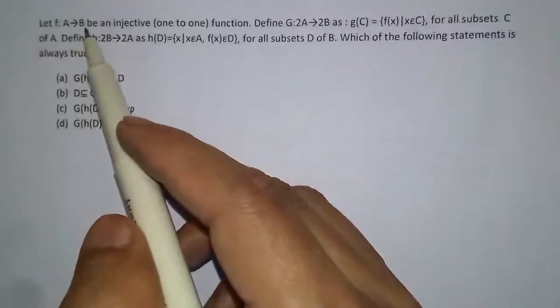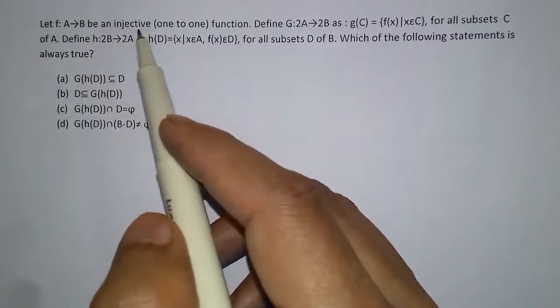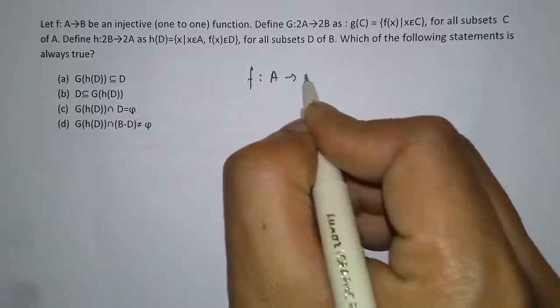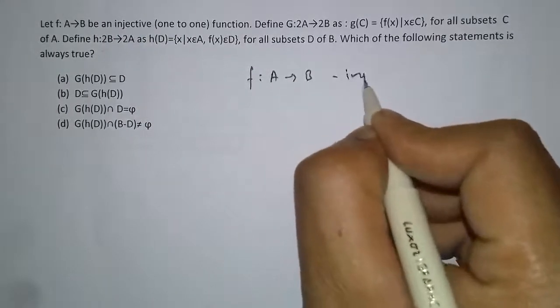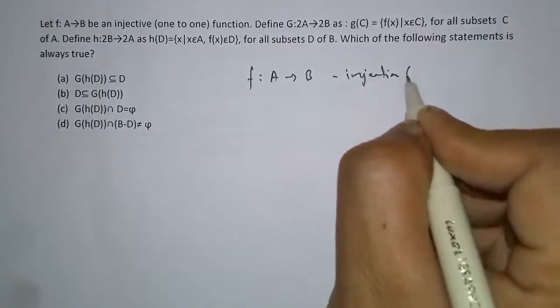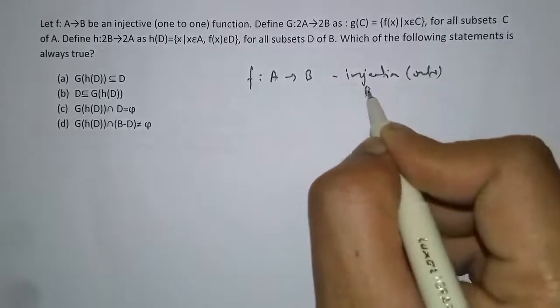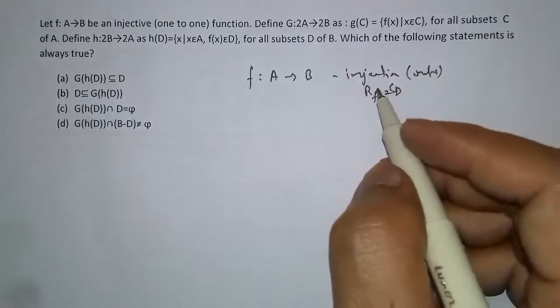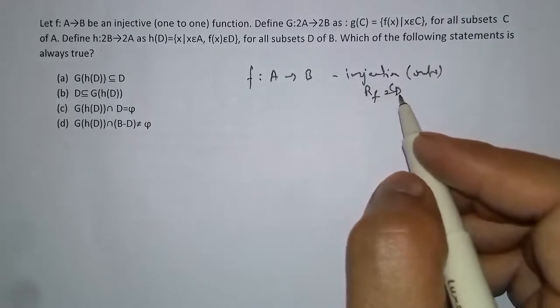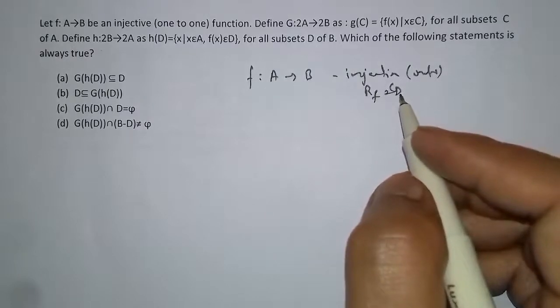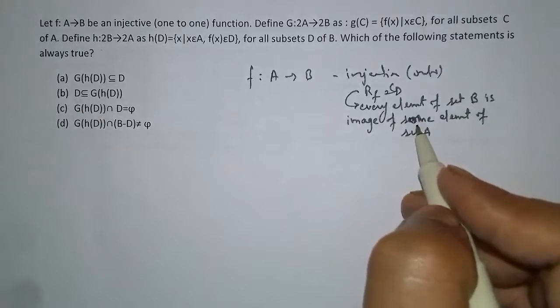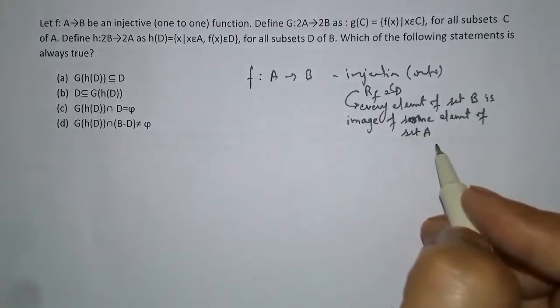f is a function from A to B which is an injective function. That is, f is a function from A to B, an injective function. Injective function means range is equal to codomain of the function. That is, every element of set B is the image of some element of set A.